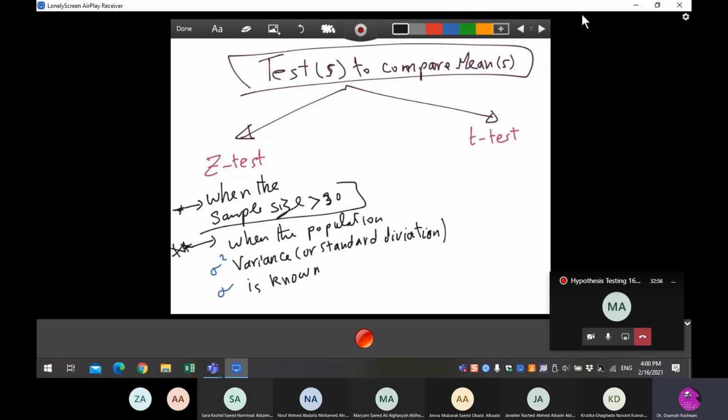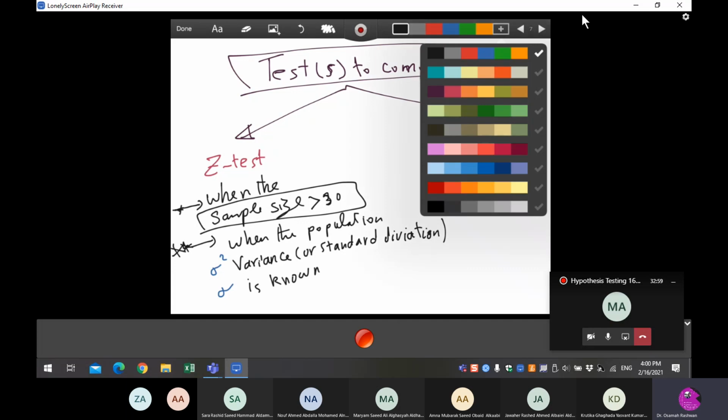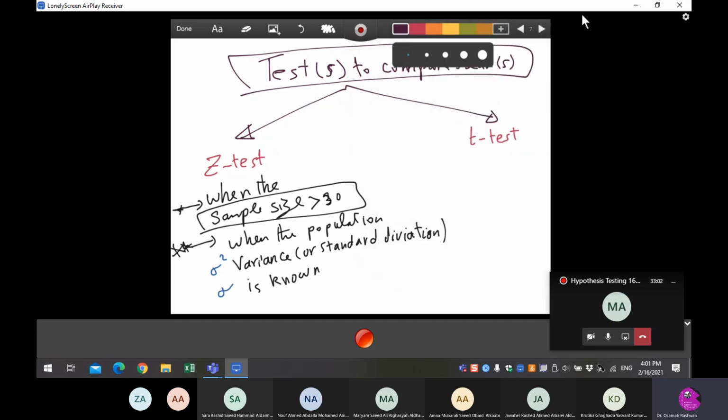Now we know the other cases. When n, the sample size, is greater than 30, it is fair enough to go for the Z-test. Otherwise we are going to use something else. If n, the sample size, is less than 30, this is the first case. And the second case, when sigma or sigma squared is unknown. Fine?